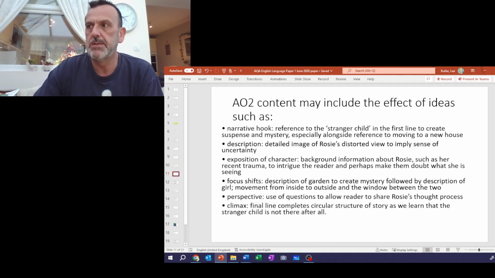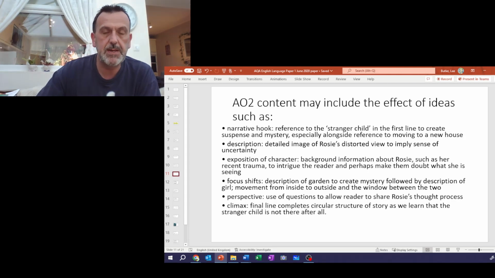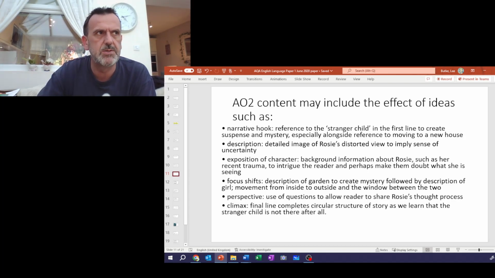Again, these are the things the exam board think you can mention. Narrative hook, so a thing at the start. The description, which is maybe hinting that her view is distorted, and there is that suggestion that the window isn't very clear because it's an antique glass. And the exposition of the character, introducing the trauma and why they've moved. Focus, perspective, and the climax. Again, you don't need to mention all those things. I'd suggest 3. If you mention 3 of them and you explain them well, you're well on track to get a top band mark.